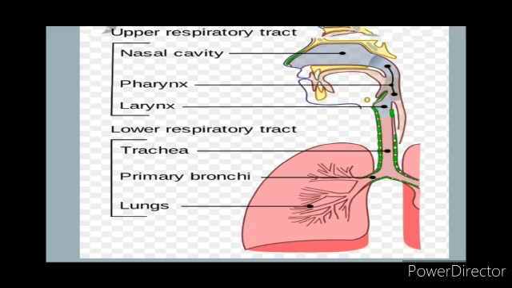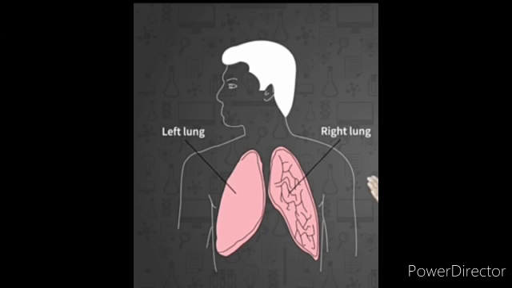Now the next part of the respiratory tract is the trachea. It is a long narrow tube extending through the neck and divided into two parts called primary bronchi. While entering the thorax, the walls of the trachea are supported by C-shaped structures known as cartilaginous rings. Now we will read about the respiratory organs, that is, the lungs.